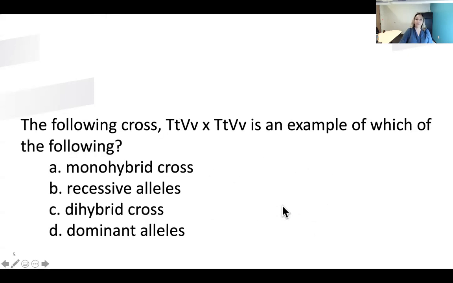Now, my other question that I would ask the class is, what kind of cross is this? So we have big T, little t, big V, little v, big T, little t, big V, little v. That is a dihybrid cross. Di means 2. We're looking at 2 genes, and you know that because there are 2 different types of letters and 2 alleles for each letter. So we would have a gene that we represent by T and a gene that is represented by V. So it's dihybrid.